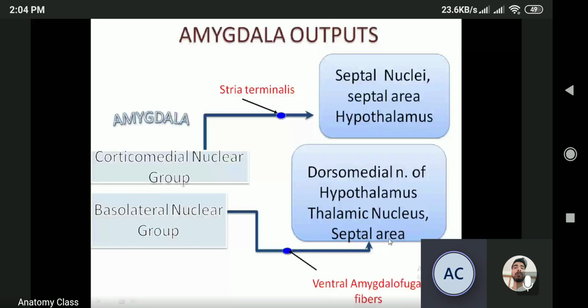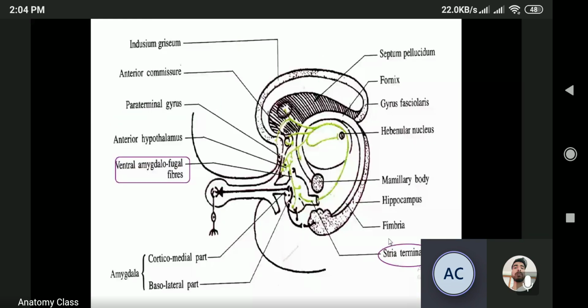Okay, so this is about the input and output connections of the amygdala. In short, this is the amygdaloid body, which is divided into a corticomedial part and a basolateral part. The amygdaloid body receives major input from the olfactory system, as well as from all the sensory association areas of the cerebral cortex.